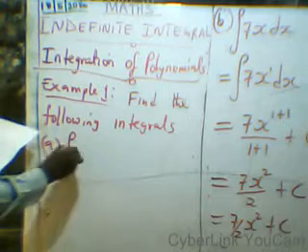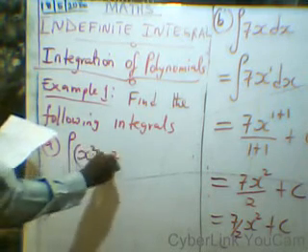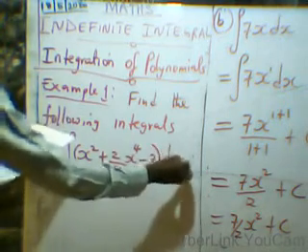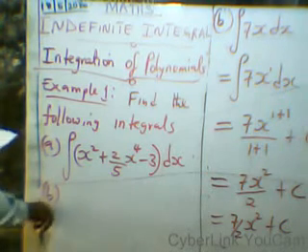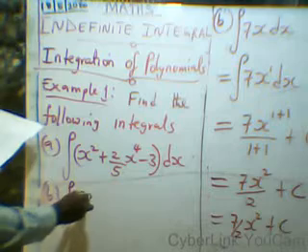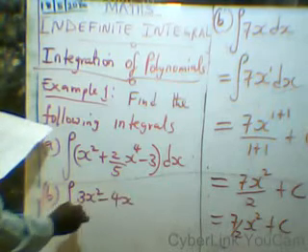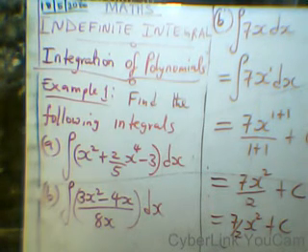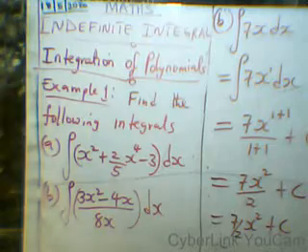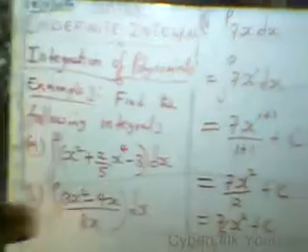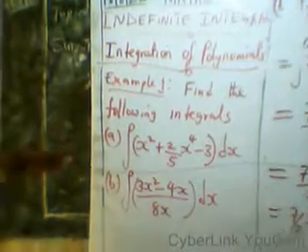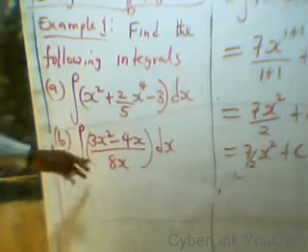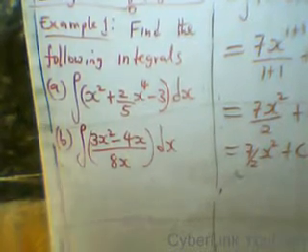A, we have the integral of x squared plus 2 all over 5 x raised to the power 4 minus 3 dx. Then b, we have the integral of 3x squared minus 4x everything all over 8, then dx. So, solution to this. I hope the question is very clear. x squared plus 2 over 5 x raised to power 4 minus 3 dx. Then the second one we have 3x squared minus 4x all over 8 dx. So we want to integrate that. Solution.